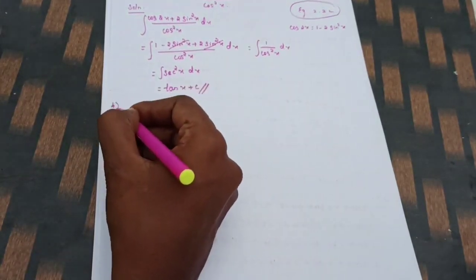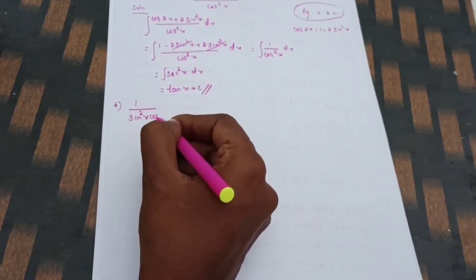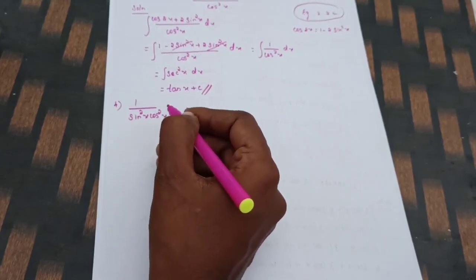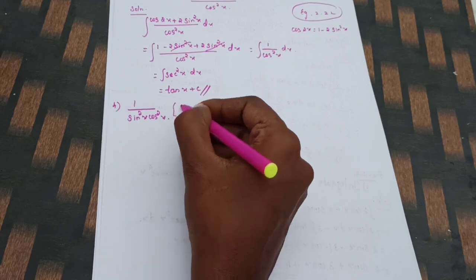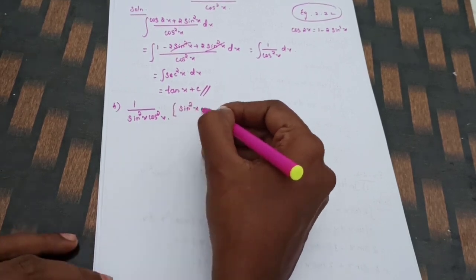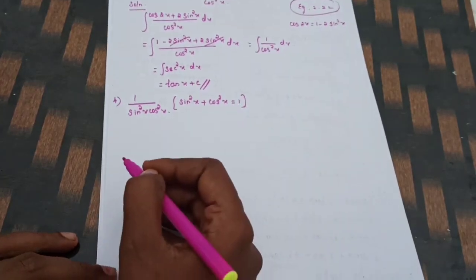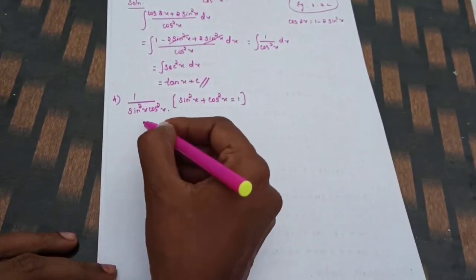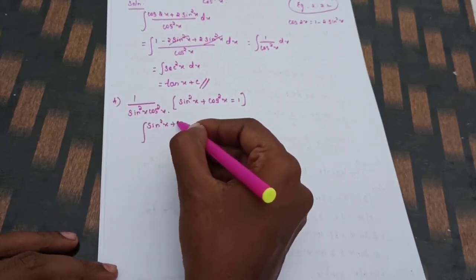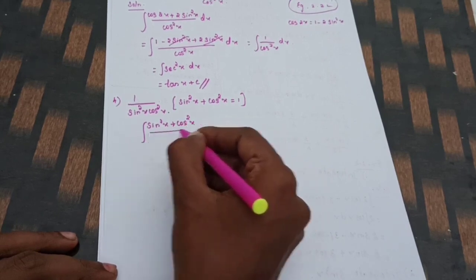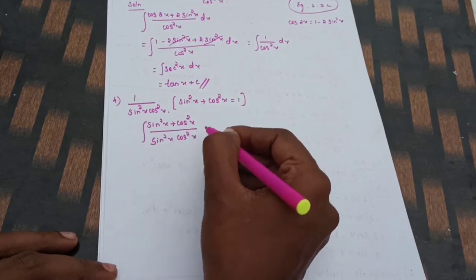Problem number 4. Integral of 1 by sin square x cos square x. Have any idea how we will do this problem? Here one hint is given in this question, that is sin square x plus cos square x is equal to 1. So we can use the hint here. In the place of 1 you will substitute it. So sin square x plus cos square x divided by sin square x cos square x dx.